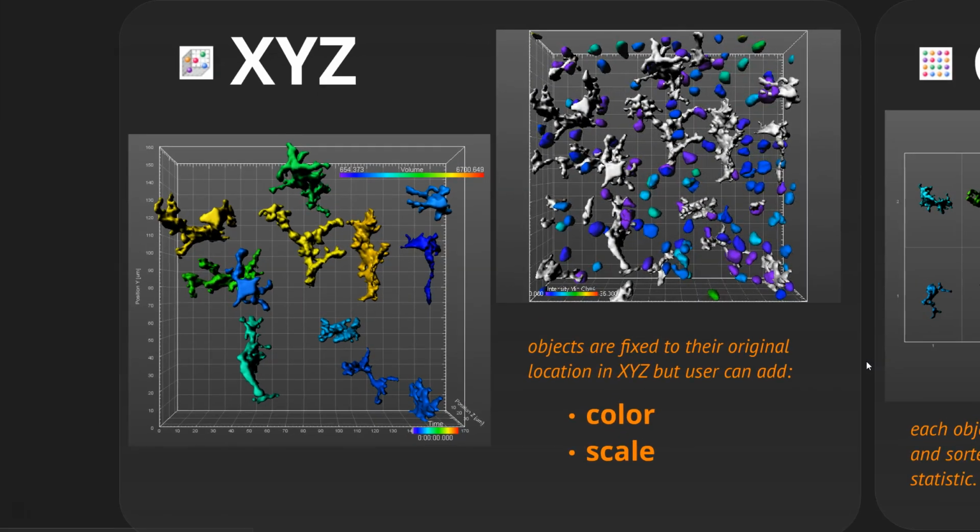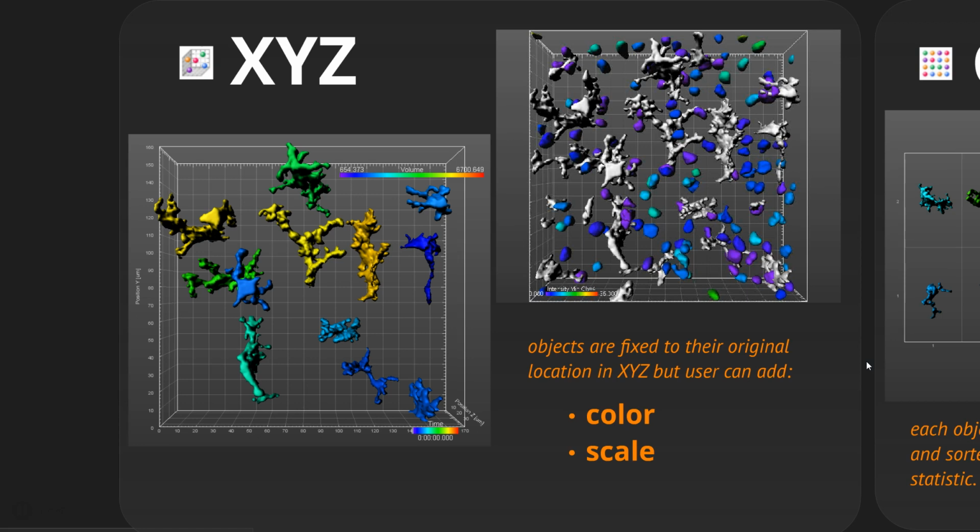So what this does is it leaves the data in its original location. So XYZ, meaning it's in its original XYZ coordinate location. And what you can do in this view is statistically color code. So we talked about it a little bit already. Color can be used to represent any statistic we calculate.